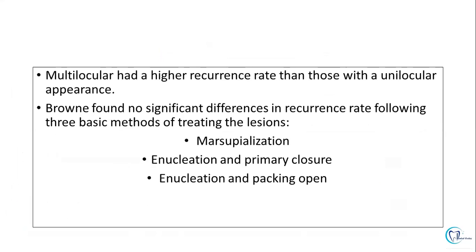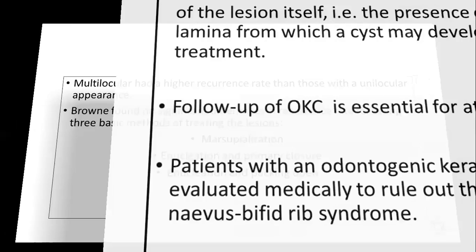When we talk about the recurrence, if the lesion is multilocular, it will show a high recurrence rate in comparison to the unilocular type. And there was documented evidence that Brown had found that there is no significant difference in recurrence depending on the treatment, whether it is done through marsupialization, enucleation and primary closure, or enucleation and packing open. So there were different schools of thought by different authors.